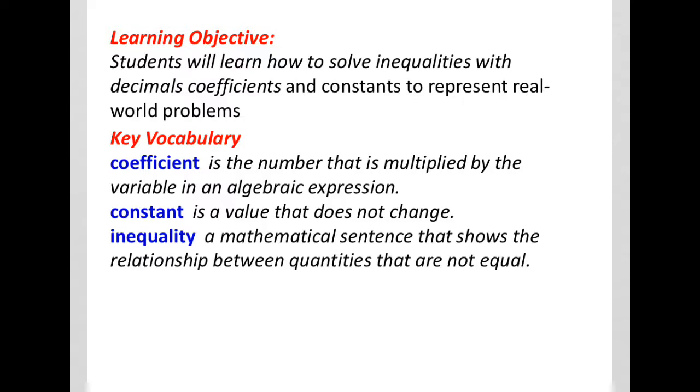These vocabulary words you know by now, and I know that they are repetitive, but it's very important that you understand what a coefficient is, and that's the number that is multiplied by the variable in an algebraic equation. A constant is the number that does not change, which means it is not multiplied by anything. And an inequality is a mathematical sentence that shows the relationship between quantities that are not equal.